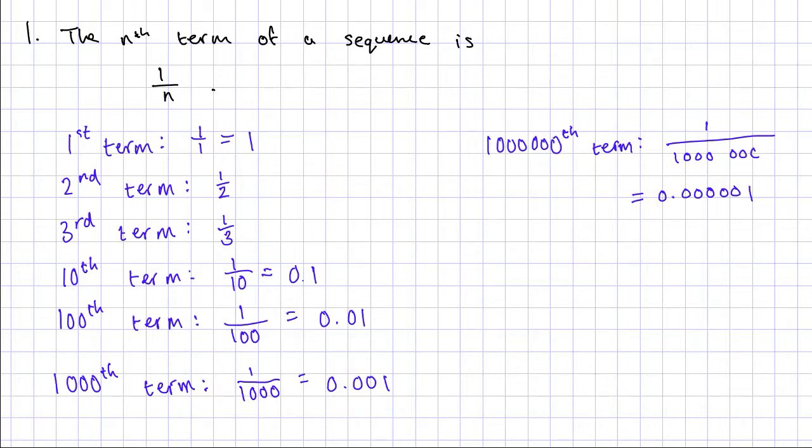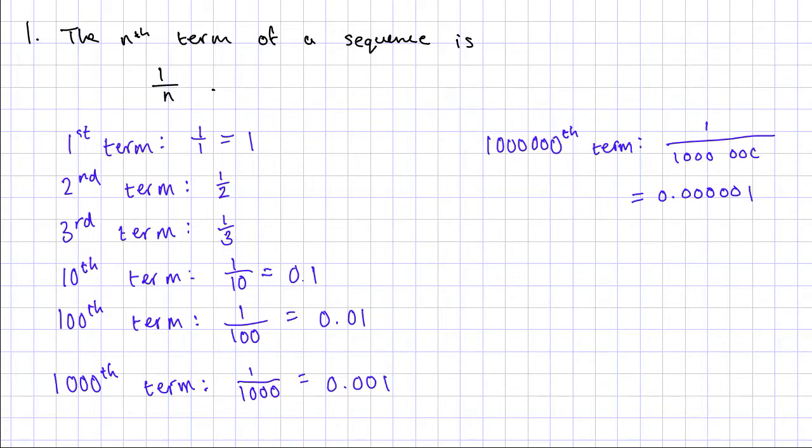Okay, so what I'm noticing here is that it's getting smaller. So the first term was 1, then it became a half, then it's a third, then it's 1 over 10, which is 0.1. But then when I go to the 100th term, it's 1 over 100, which is 0.01. 1000th term, 0.001. A millionth term, 0.000001. So you can see what kind of pattern is developing here. So if I make n really, really big, I'll get a really small number.